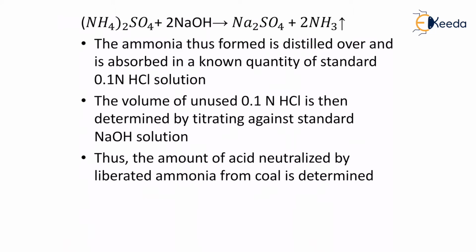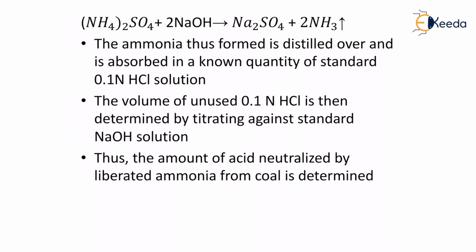Over here, if you see, (NH4)2SO4 is nothing but my ammonium sulfate, and it is heated with 2 NaOH. So what will happen over here? The Na will go and take the place of NH4 twice. So you get Na2SO4 plus 2 NH3. NH3 is nothing but ammonia.